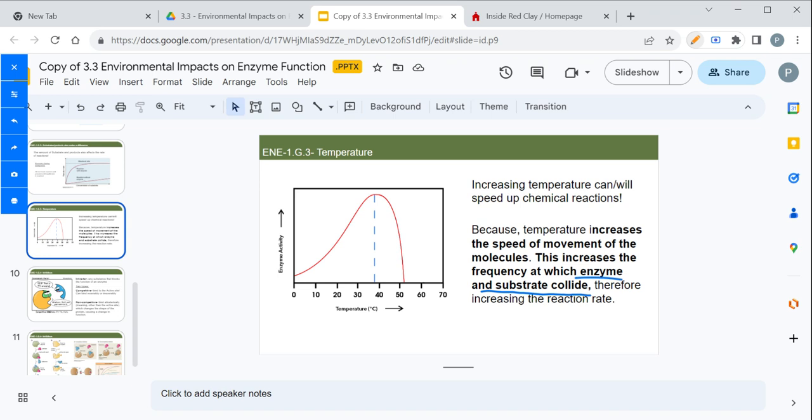But the problem is that when you increase the temperature, again, our enzymes have this Goldilocks spot. It's not too cold, it's not too hot, it's just right. But as soon as you get too high or too cold, the actual enzyme starts to not work as well.